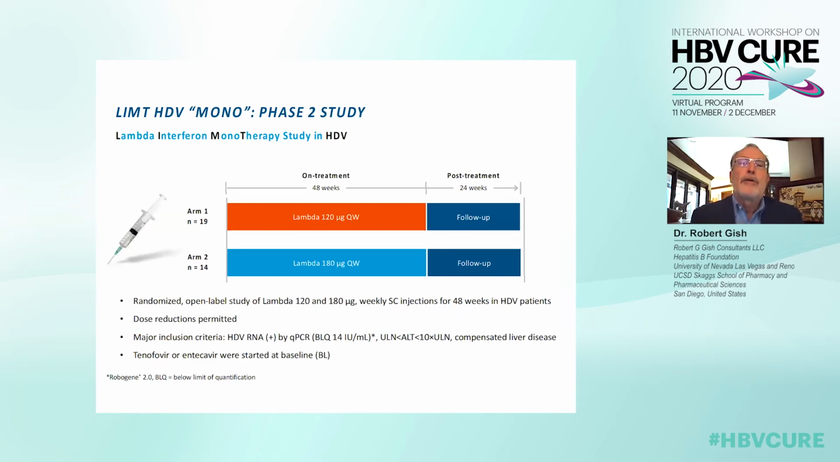The LIMIT mono phase 2 study, looking at lambda interferon 120 versus 180 micrograms every week for 48 weeks with a 24-week follow-up, has been presented. These are subcutaneous injections, as you know. Inclusion criteria were standard with compensated liver disease. Tenofovir or entecavir was started at baseline.